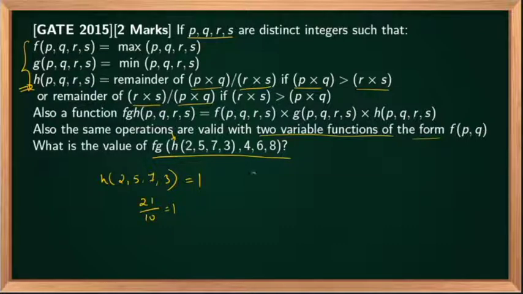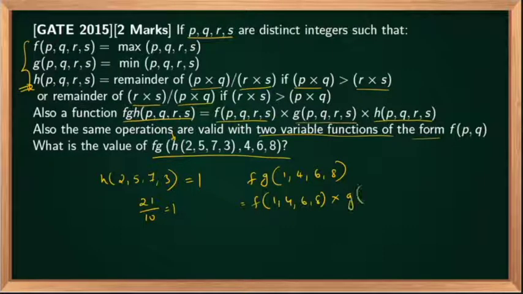Right? So let's see the function again. We have now f g 1, 4, 6, 8. Right? Now it is also defined that if you have fgh of pqrs, that means f of pqrs into g of pqrs into h of pqrs, right? It is also valid of the form of two variables. So that means this is equal to f of 1, 4, 6, 8 into g of 1, 4, 6, 8, right? Now, what is f of 1, 4, 6, 8? F of 1, 4, 6, 8 is the maximum, right? Now, what is g of 1, 4, 6, 8? G of 1, 4, 6, 8 is the minimum of those values, right? So, that will be equal to 1. So, if you multiply that, that we should be getting 8. So the answer to this question should be 8.